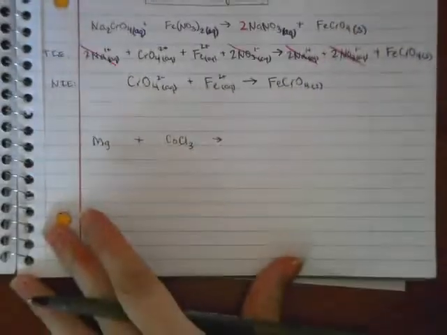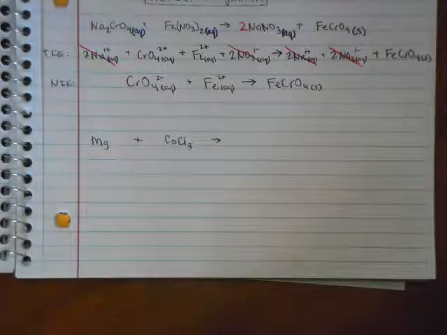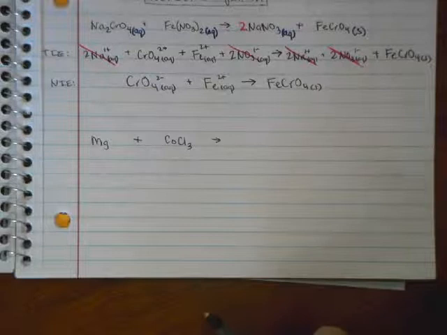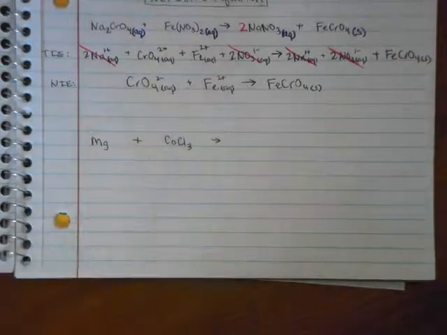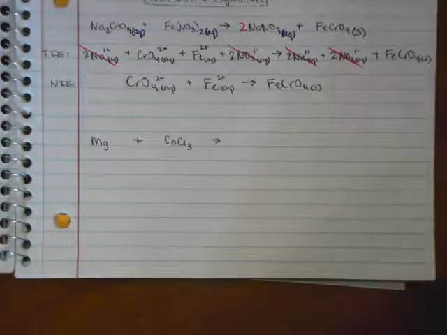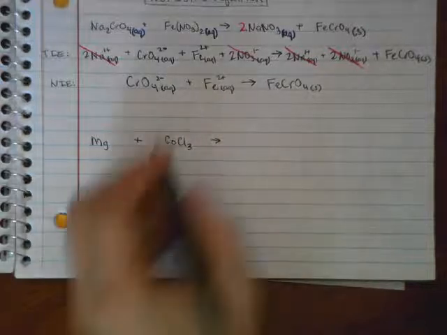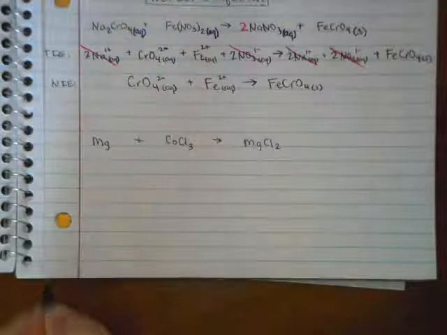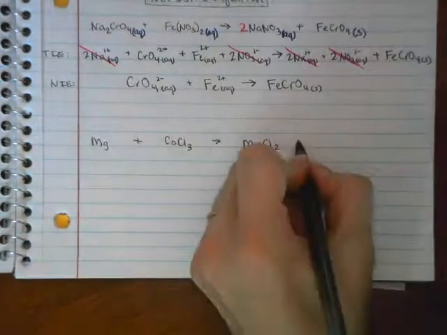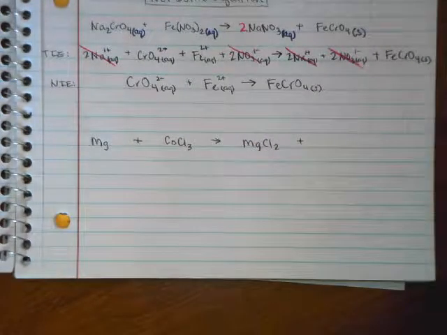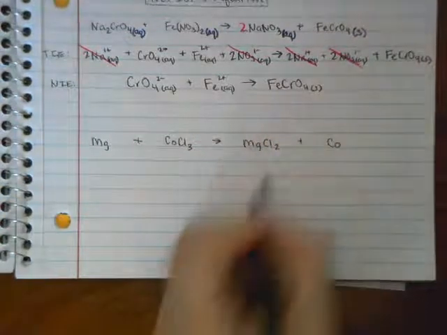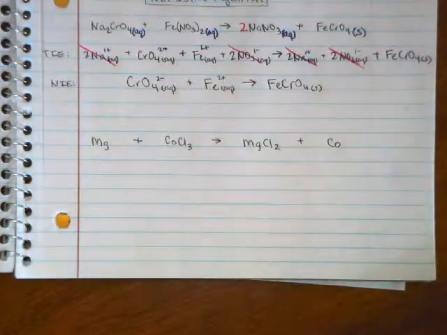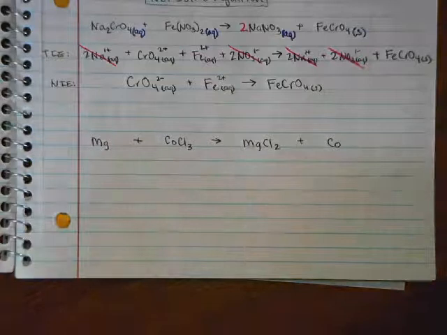It can be done with a single replacement reaction as well. So here we have a metal replacement. The magnesium is going to try and kick out the cobalt. Magnesium is more reactive than cobalt, so this will happen. We're going to make MgCl2, and we're also going to make cobalt. Okay, so if I evaluate, oh sure, let's balance it first.